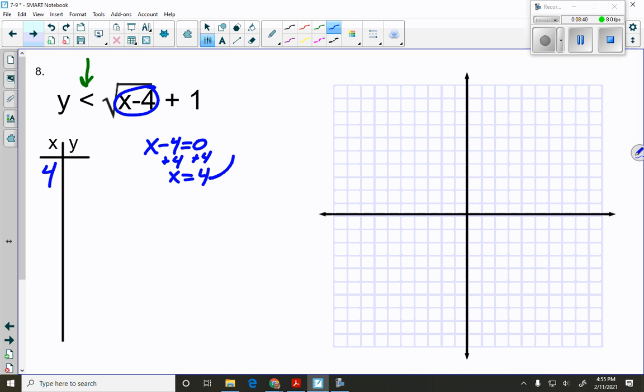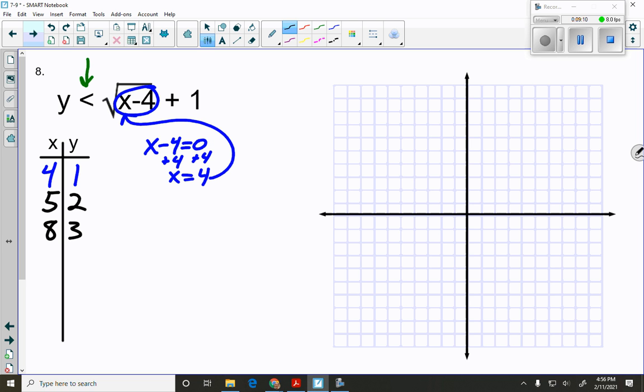And so then if I plug it back in, 4 minus 4 is 0, square rooted is 0, plus 1 is my first point. After that, you can plug a few more points in, and so what are we going to pick? How about 5? 5 minus 4 is 1, square root of 1 is 1, plus 1 is 2. Next one, what about 8? 8 is nice. 8 minus 4 is 4, square root of 4 is 2, plus 1 is 3.